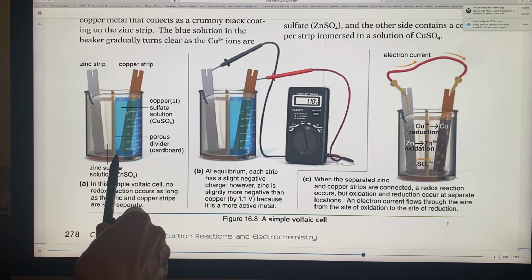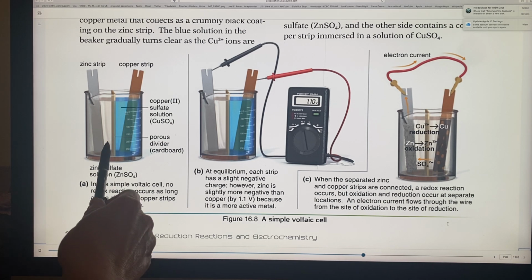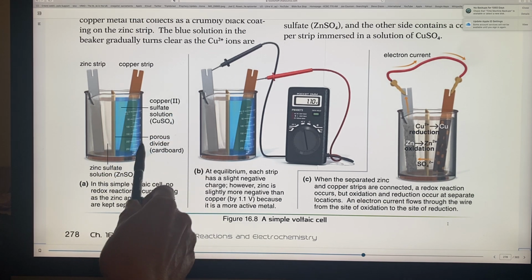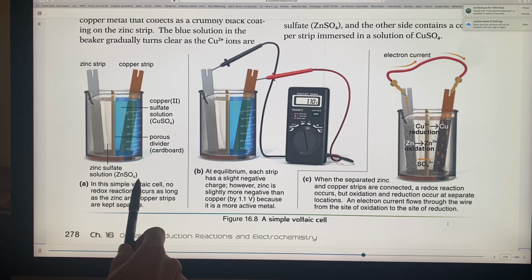So here we have this divider, and on this side we have the zinc sulfate solution. Still, remember, the sulfates are on both sides, zinc sulfate on one side and copper sulfate on this side. And we have this solution here with the zinc strip. Okay, this is our battery, this simple voltaic cell right here.